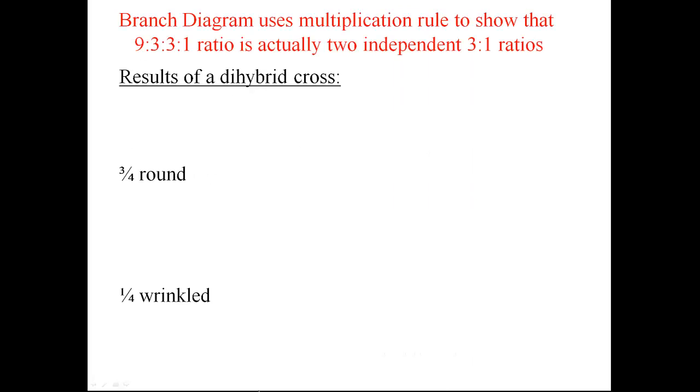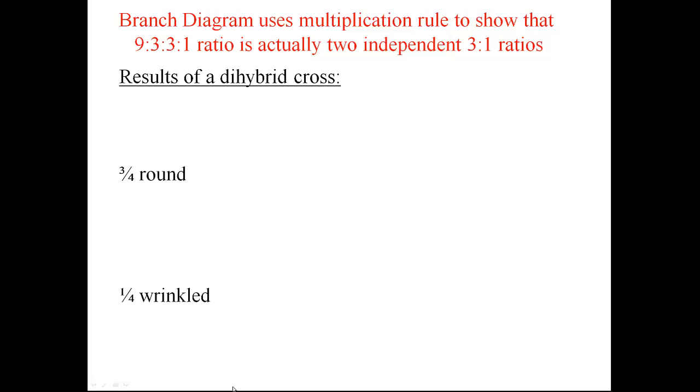So this approach uses something called a branch diagram. A branch diagram relies on the fact that those 2 genes are really separate from each other. And so when Mendel did a cross with round versus wrinkled and yellow versus green, those were 2 independent 3 to 1 ratios that were observed. So when we do a branch diagram, we just look at one gene at a time. And so first we look at the round versus wrinkled result, and we find in the F2 generation that 3/4 of those will be round, which is the dominant phenotype, and 1/4 are wrinkled.